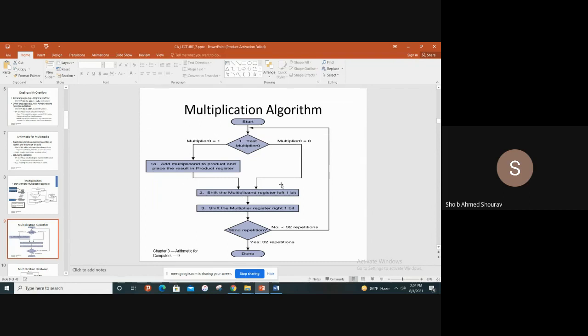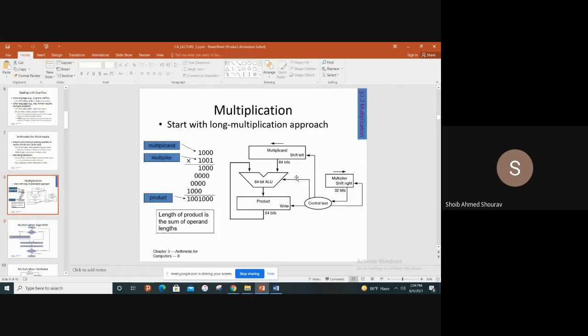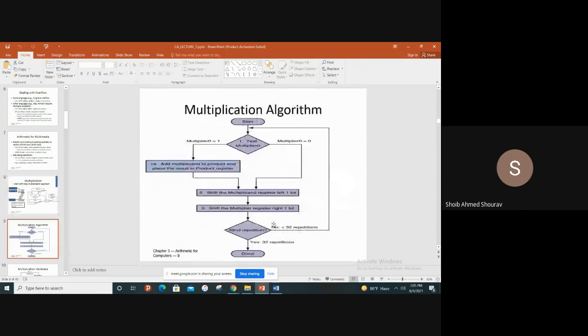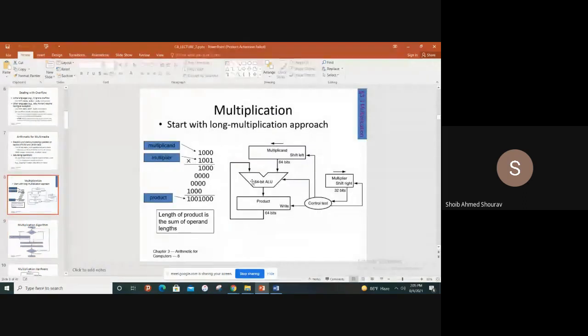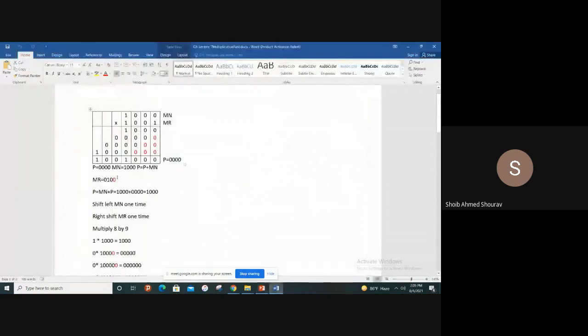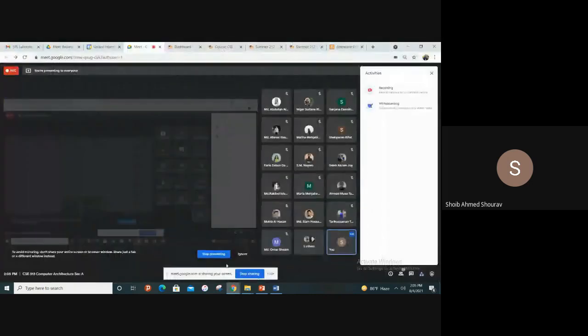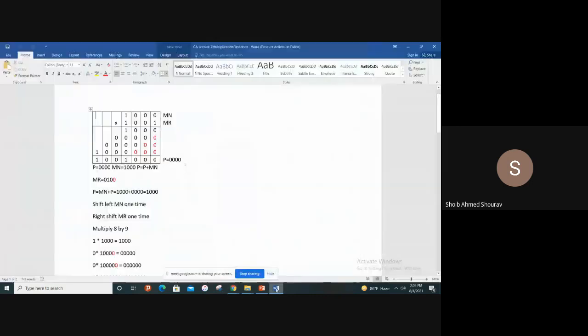First things first, this is the algorithm or flowchart you can see here, and this is the hardware diagram for it. Before we understand the hardware diagram and the algorithm, we have to know the theoretical solution of this multiplication. So I'm going to show you the theoretical solution here. Can you see this Word file? Please let me know. Somebody has to give me continuous responses, yes sir, so that it is easier for me to conduct the lecture. Okay, so you can see the Word file.